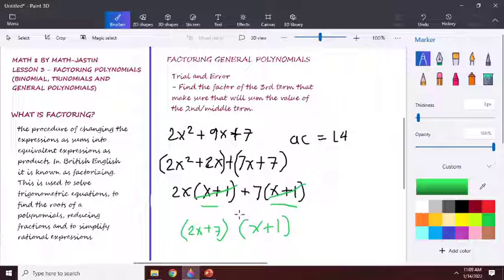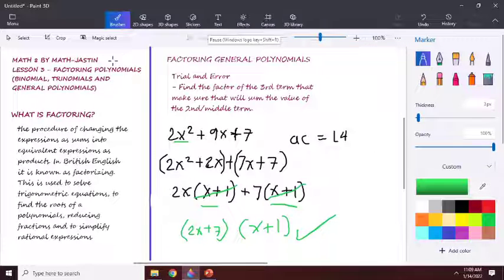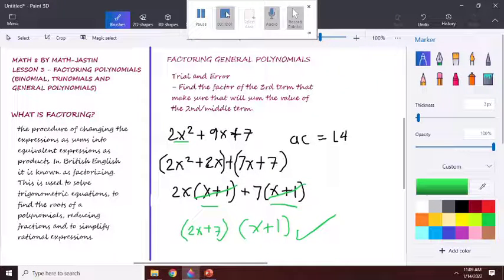Kahit i-check natin, 2x times x is 2x squared. 7 times 1 is 7. 7x plus 2x is 9x. So, tama lang yung natin. Mahaba ang procedure, pero makukuha nyo as long as tama ang computation nyo, tama ang groupings ninyo. Okay, so next video ng grade 8 ay didiscuss ko naman yung rational expression and its basic 4 operations. So, that's all.